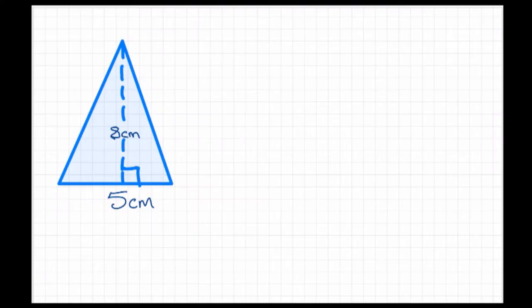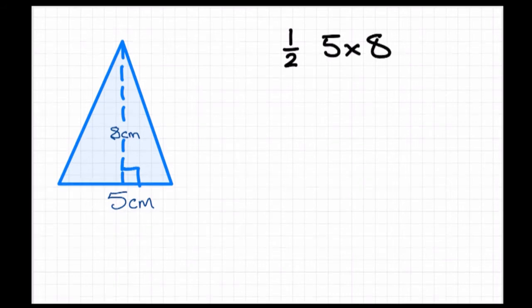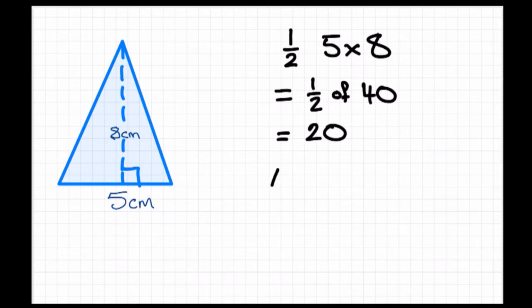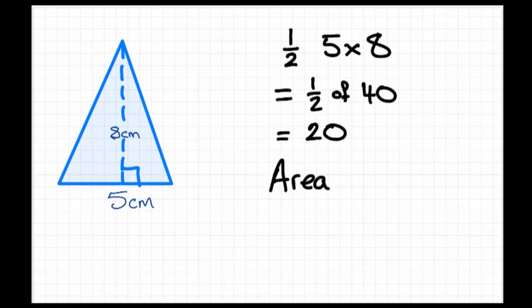Let's use the formula, a half base times height, to work out the area of this triangle. So the calculation I need to do is a half, don't forget the half, of 5 times 8, which is equal to a half of 40. 5 times 8 is 40, which is equal to 20. So the area of this triangle is 20 centimeters squared.